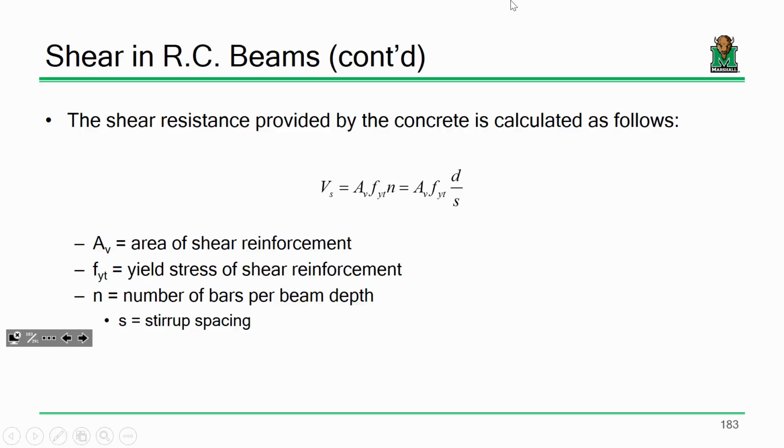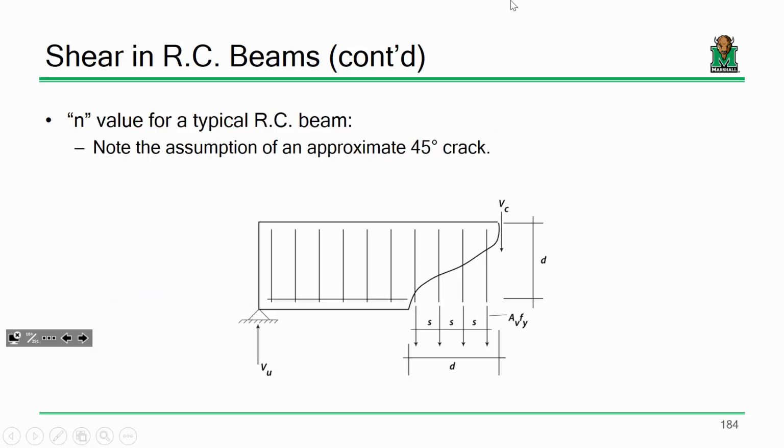The shear resistance provided by the steel is just the area times the yield stress times d over s. We'll talk about the area here in a second, but d over s is essentially the number of stirrups per beam depth. The reason why is if we assume a 45-degree crack, we're just trying to determine about how many stirrups we can assume will be present over a crack in shear. So this diagram illustrates that there'd be about 4 stirrups throughout a given crack.